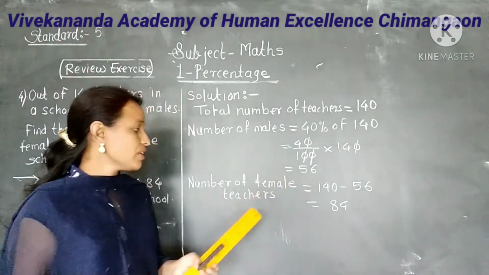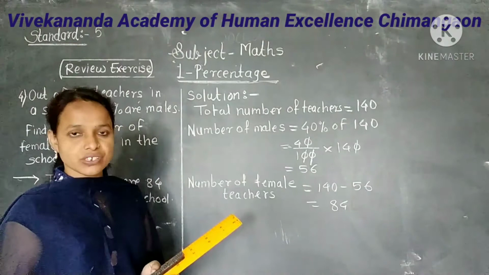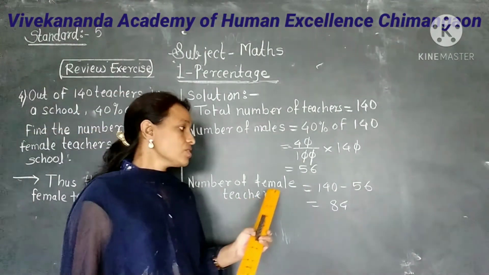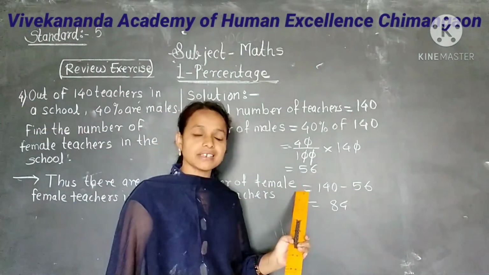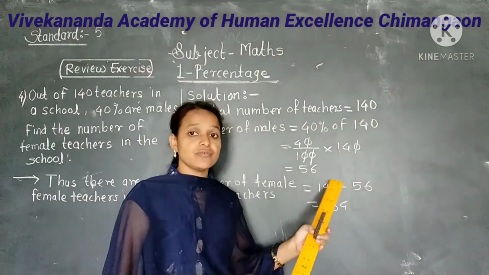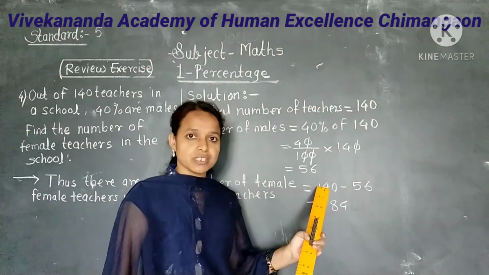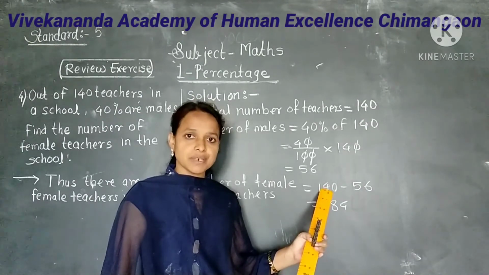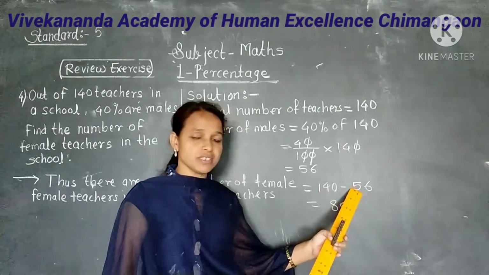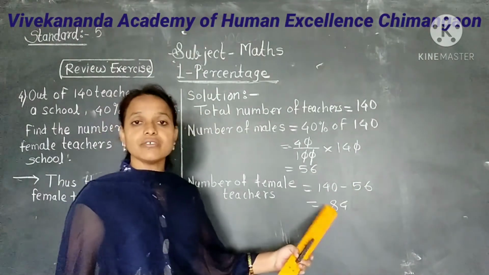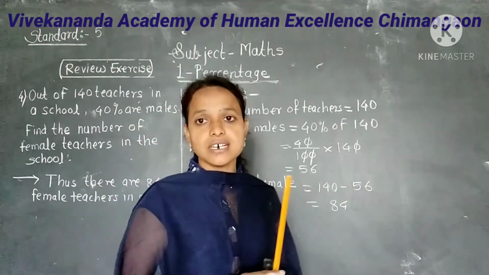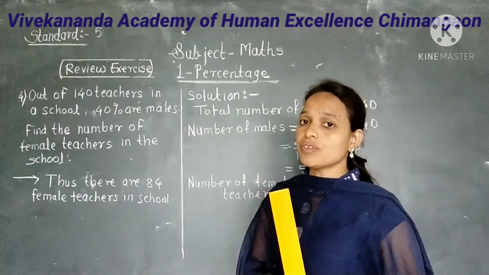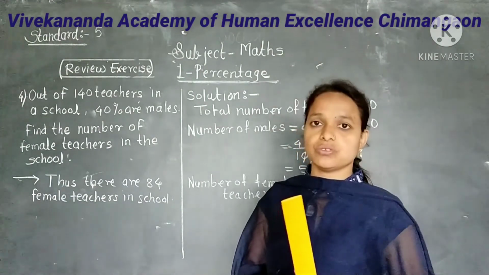Now we have to find out the number of female teachers. To find it, we have to subtract the male teachers from the total number of teachers. So we subtract 56 from 140. By subtracting 140 minus 56, we get 84. So thus there are 84 female teachers in the school.